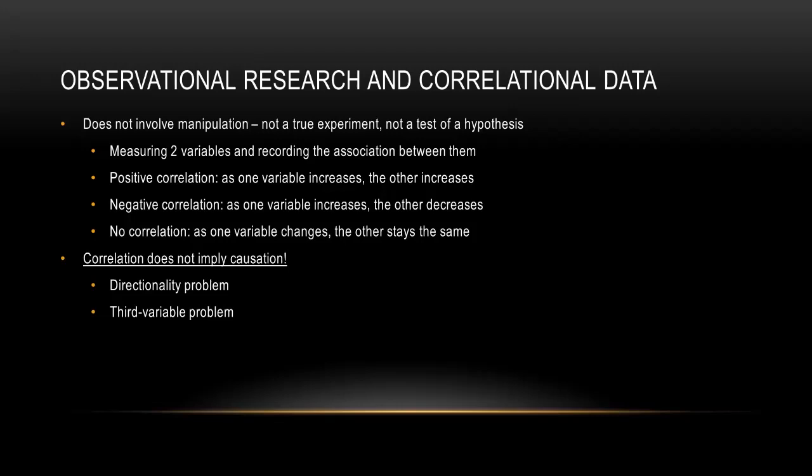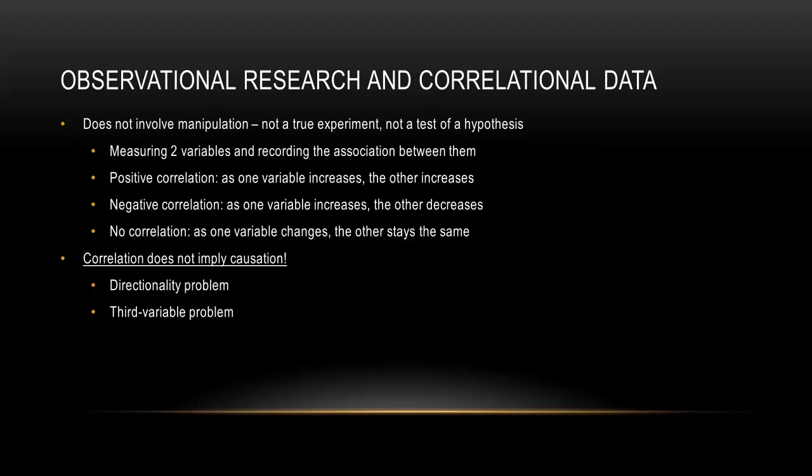So why is it that we cannot conclude cause and effect from this? There's the adage that you probably have heard before, correlation does not imply causation, but why? Two explanations, right? One is the directionality problem. So if I have two variables, X and Y, and they're correlated with each other, does that mean X causes Y? Or does it mean Y causes X?